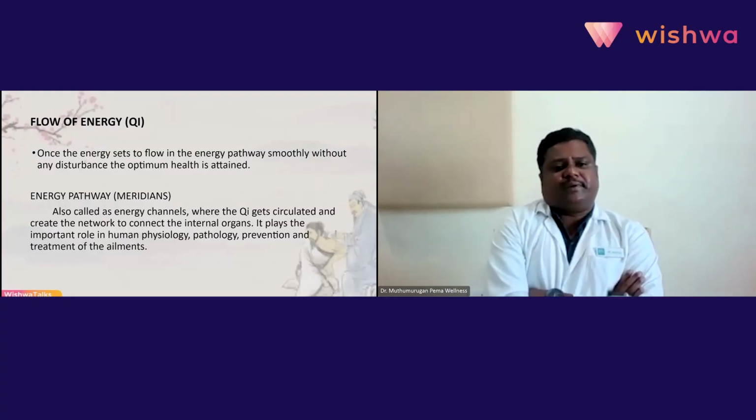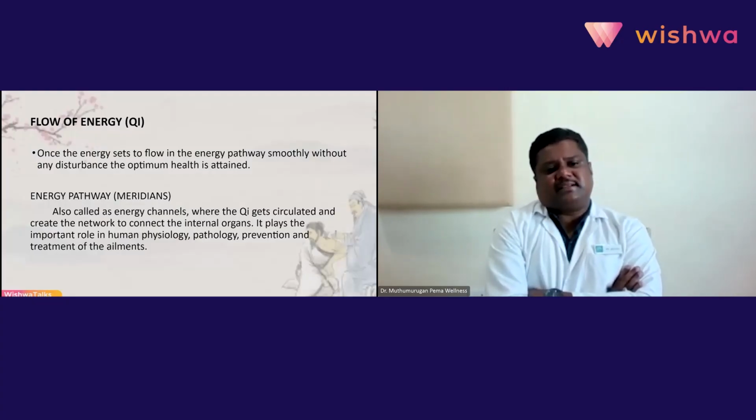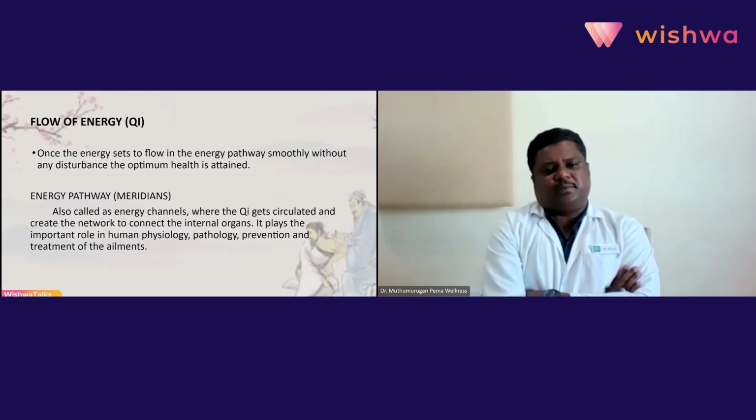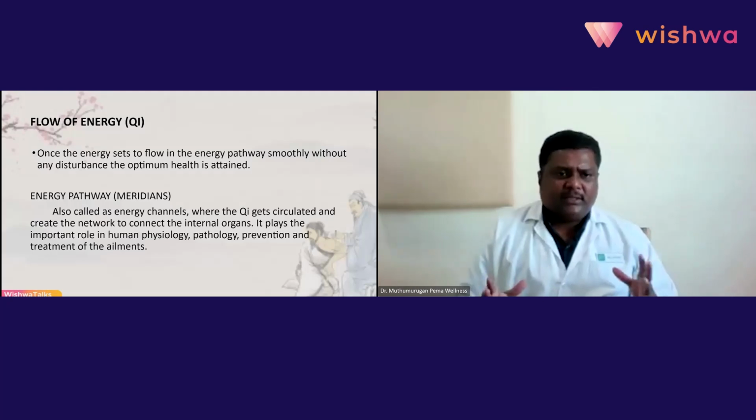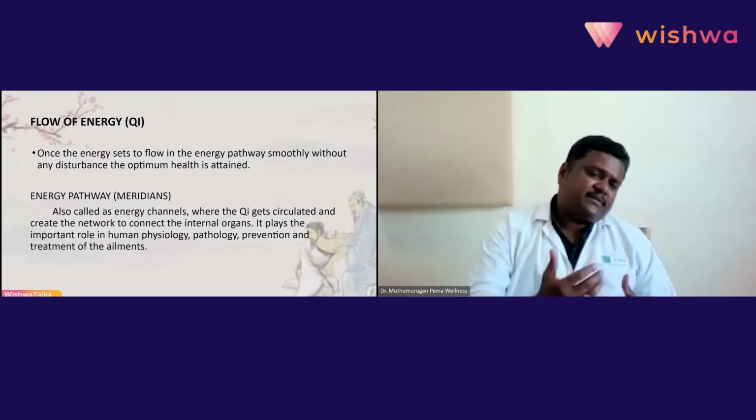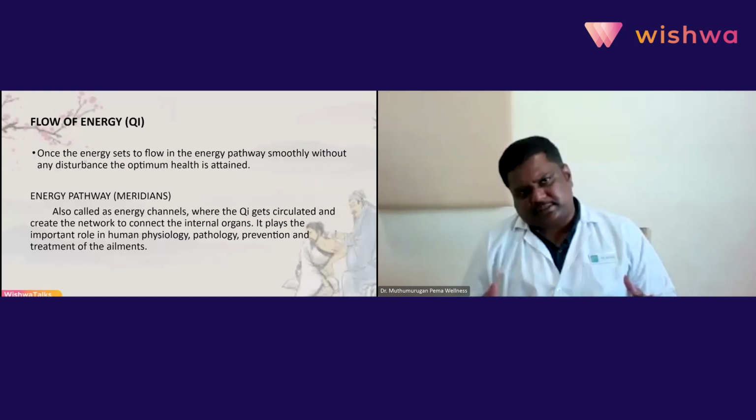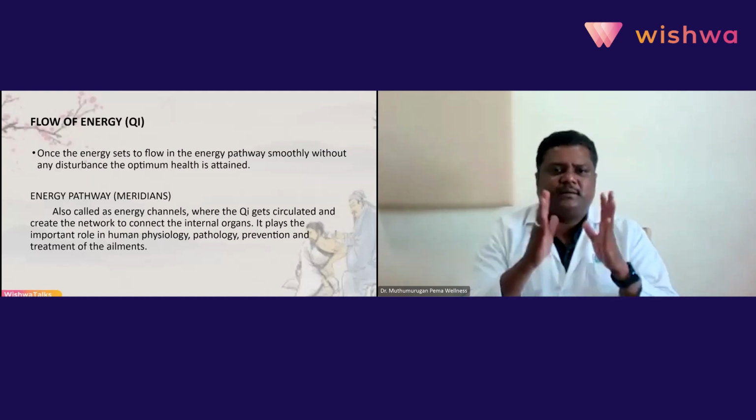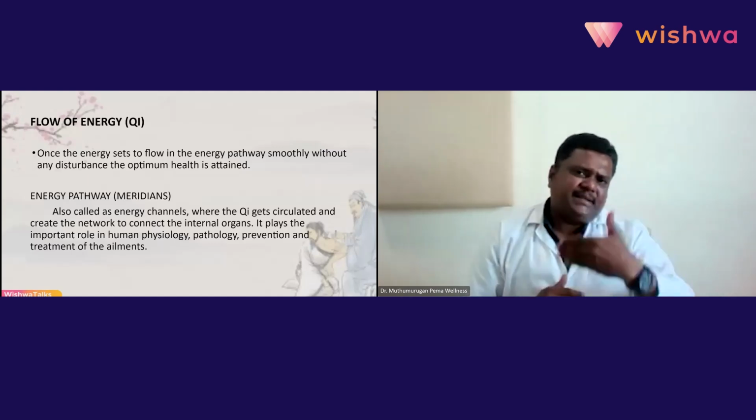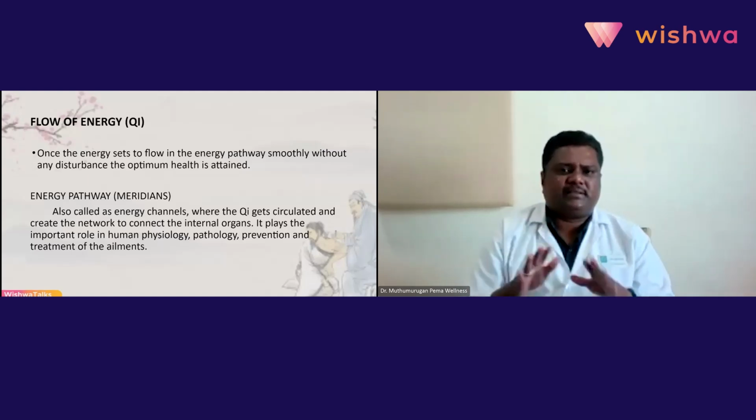So this is a flow of energy. Once the energy flows in the energy pathway smoothly without any disturbance, optimum health is attained. So energy is formed, everything is fine. The energy should flow in the channels very smoothly without any disturbance or interruptions. So our health is maintained. If there are any changes up and down, any deficiency or excess, there will be a problem.